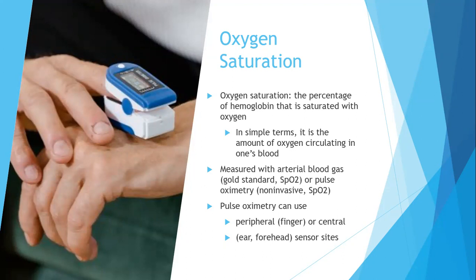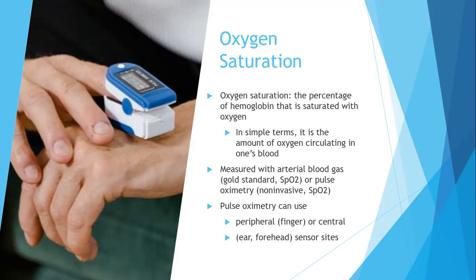The gold standard, we said for heart rate, the gold standard was an EKG, but that's not something that all of us have access to. The gold standard for oxygen saturation is arterial blood gases. Again, we don't all have access to that, but we all do have access to pulse oximetry, and it's non-invasive, which is lovely. So pulse oximetry can either use a finger peripherally or a central ear or forehead sensor sites.